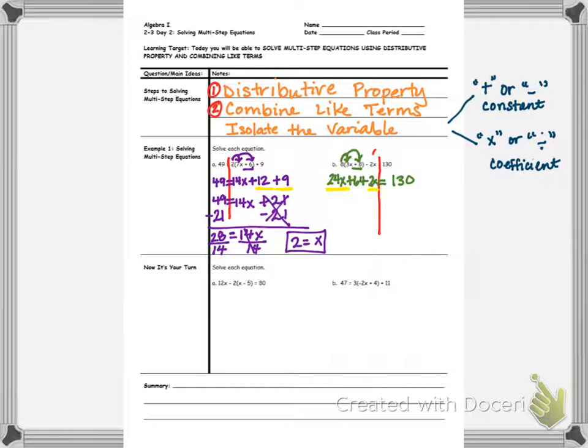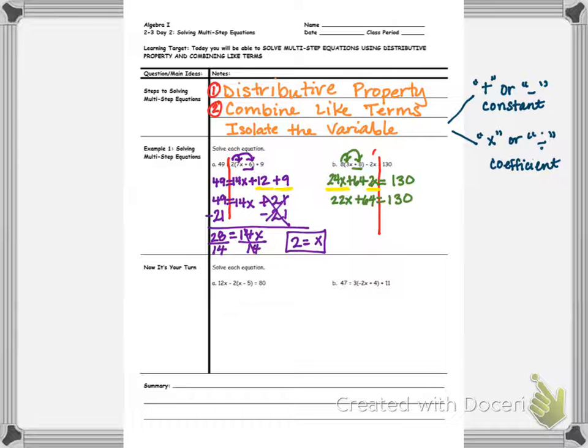24x and 2x are like terms because they both have the same variable raised to the same power. Now we're just going to combine those like terms. 24 minus 2x, so you would just act like that plus 64 isn't even there. 24x minus 2x, reading it straight across, is 22x. Bring down that plus 64 equals 130.